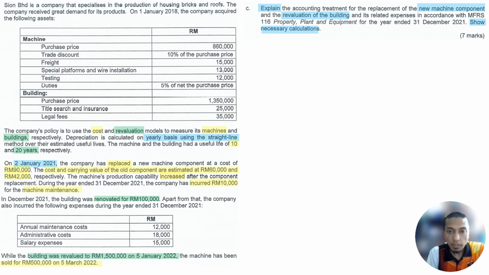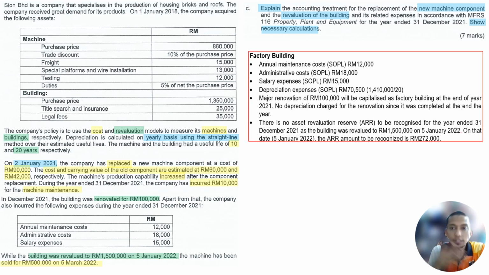Okay. So this one next is for factory building. All right. So you can see here all the maintenance, admin, and salary are all expensed off. Okay. So depreciation, this one is direct lah. 1 million, the cost you can get from the previous question, divided by 20 years because the question mentioned building is 20 years. So we get the depreciation direct lah. Okay, go to statement of profit or loss. Right. About the major renovation, 100,000, we need to capitalize because renovation we need to capitalize lah.